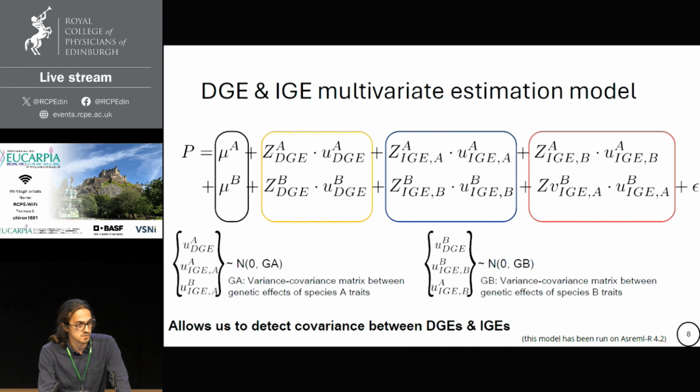Thanks to this model, we also measured the covariances between those effects at the same time. So, for example, for the wheat, we have the DGE, interspecific IGE, and the intraspecific IGE that are estimated jointly in the same model, and we can estimate the variance-covariance matrix between those genetic effects, to detect if there are patterns in the competition or that kind of thing. And we did the same for the other species.